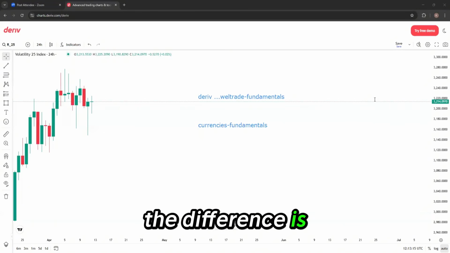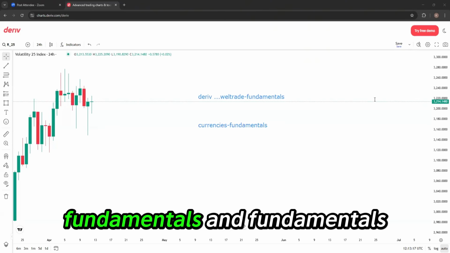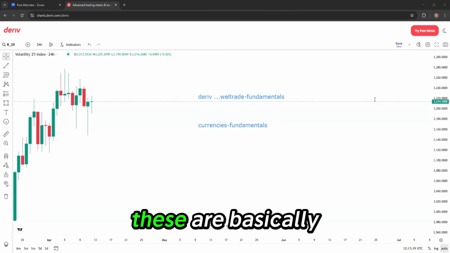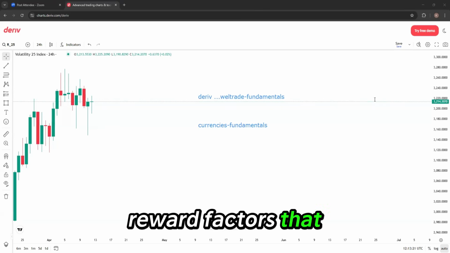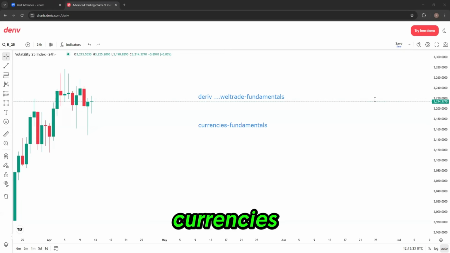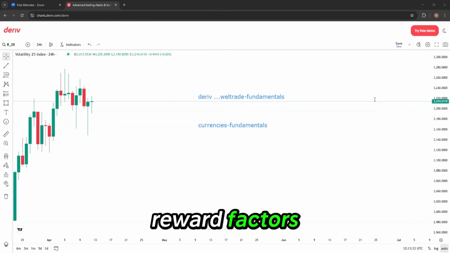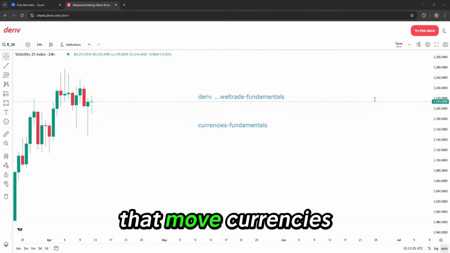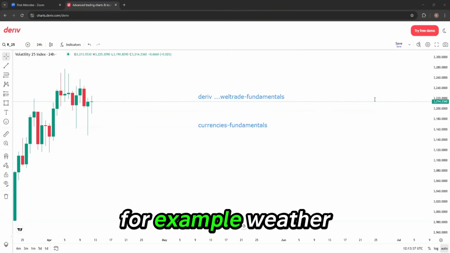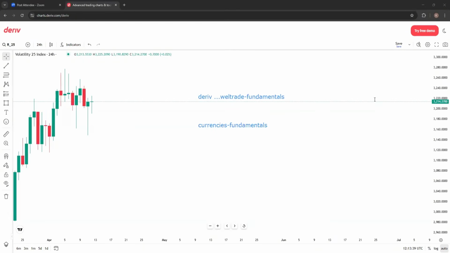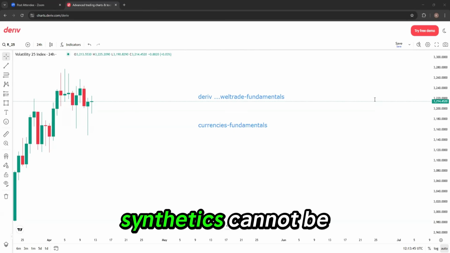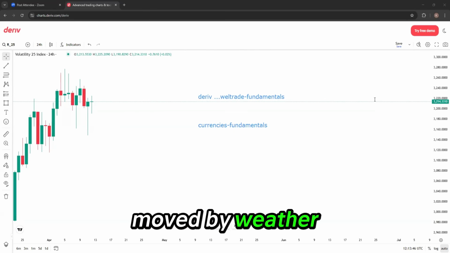The difference is fundamentals. And fundamentals are basically real-world factors that move the market or currencies. I hope you understand. Fundamentals are basically real-world factors that move currencies. For example, weather. For example, politics. Synthetics cannot be moved by weather or politics.